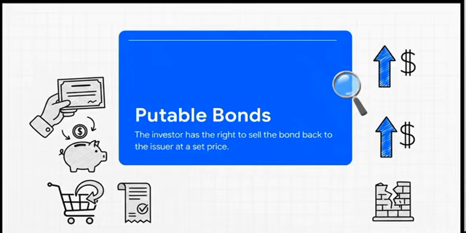Now, the exact opposite of that is the puttable bond. Here, the power is completely in your hands. The investor has the right to sell the bond back to the issuer at a pre-specified price. So, contrary to the call option, think of this as your personal satisfaction guarantee return policy. It protects you if interest rates rise sharply or if the issuer's credit quality suddenly takes a nosedive. If things start looking bad, you just put the bond right back to them and get your money out.